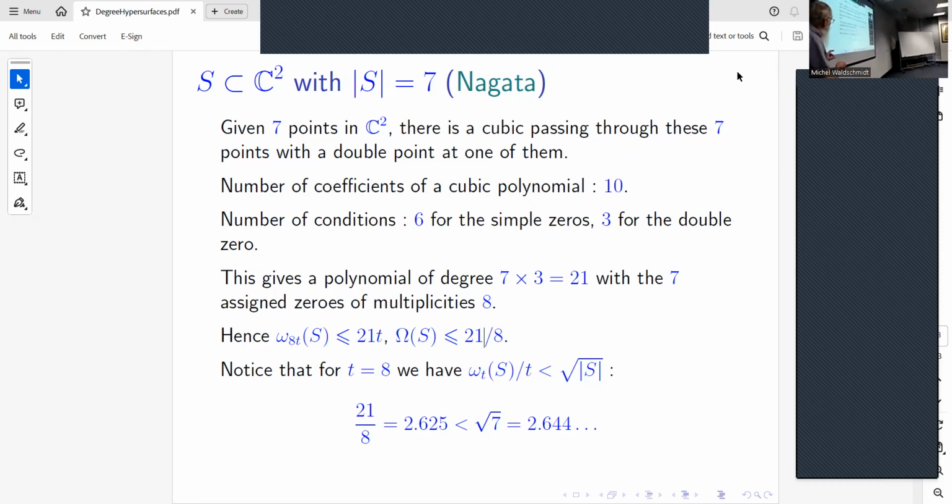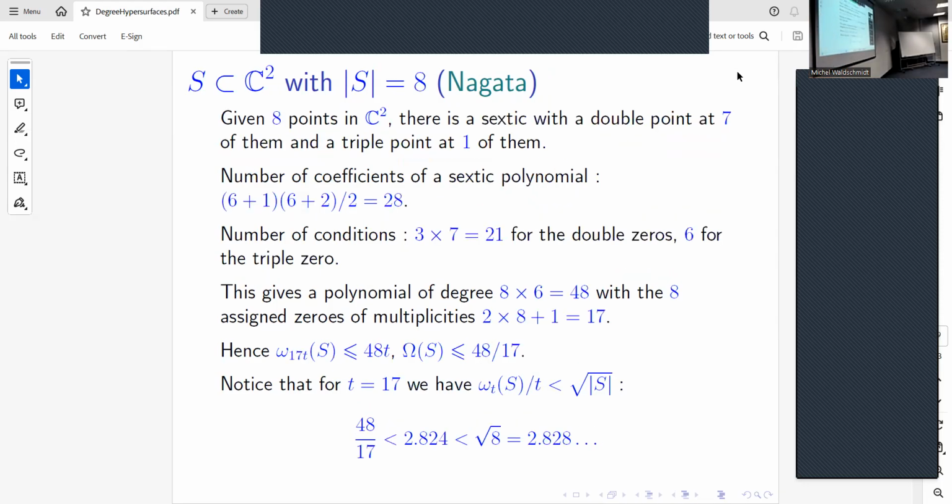So for each point, you have a cubic which has multiplicity 1 at all the other points, but at the point that you have chosen, there is a double zero. So if you count, you will say that you have 7 cubic polynomials. The product has degree 21. There are 7 zeros for each point. And so altogether, omega t over t is 21/8. So this is the next example of this constant capital omega, which is 2.625, and again, less than the square root of 7.